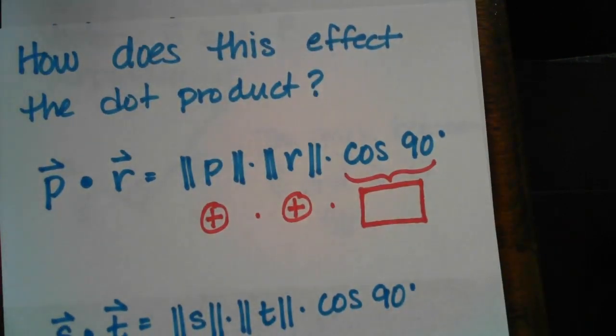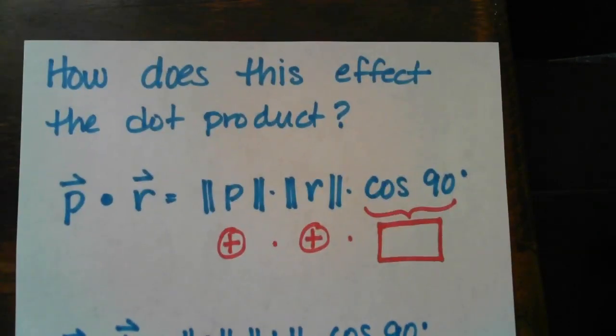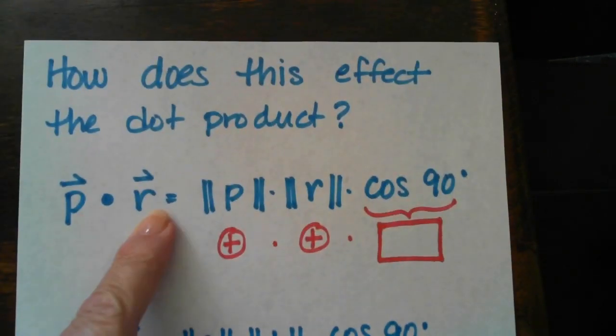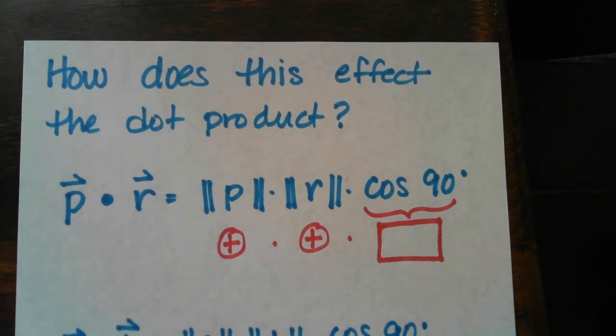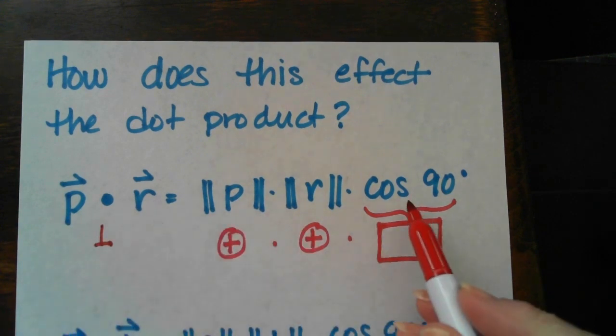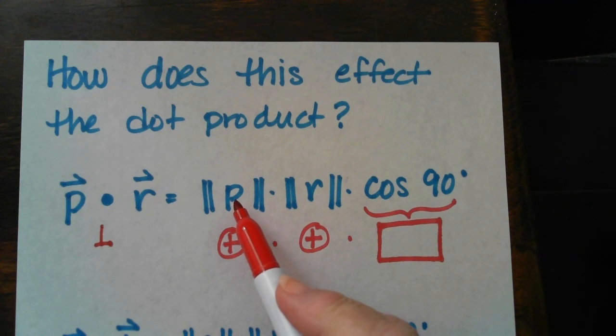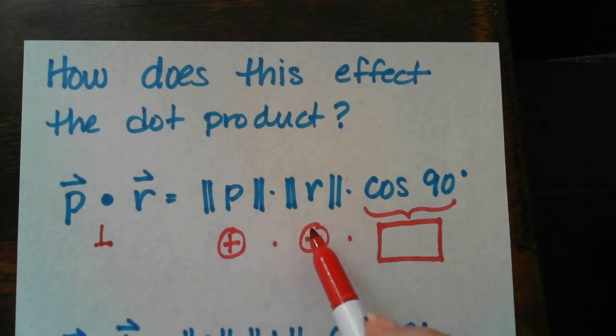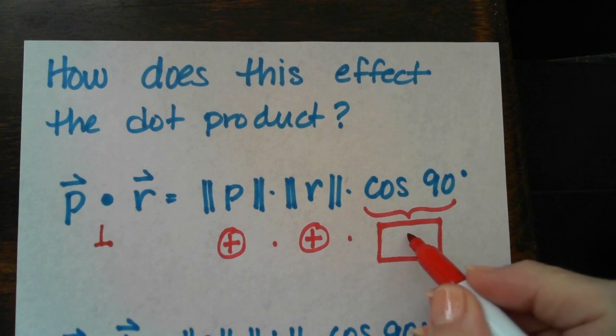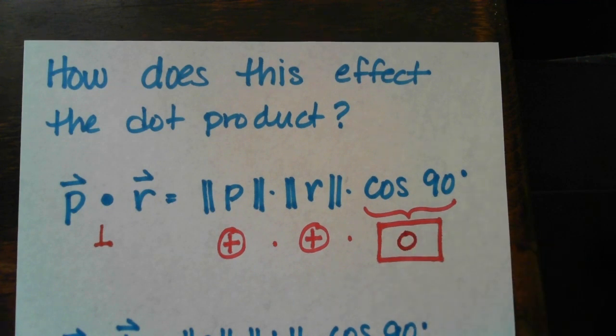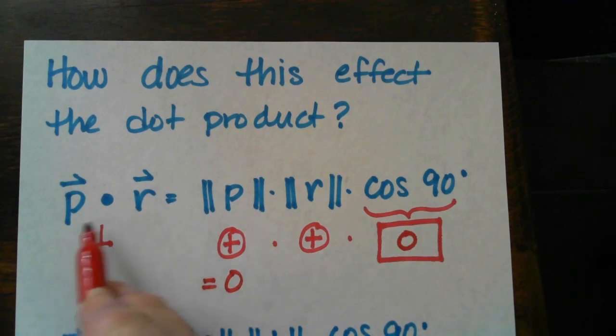product? Well, this is what we're doing again. When we had p and r, I should have marked on here that they are perpendicular to one another. So these ones were perpendicular. And we can see that here, the cosine of 90 degrees. The magnitude of p is positive, the magnitude of r is positive, and the cosine of 90 degrees is 0. Well, it doesn't matter what the magnitudes are, when you multiply those together, you're going to get 0. So the dot product of these two perpendicular vectors, or these orthogonal vectors, is 0.